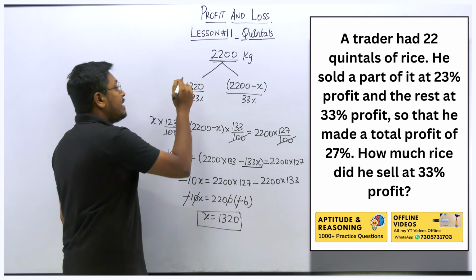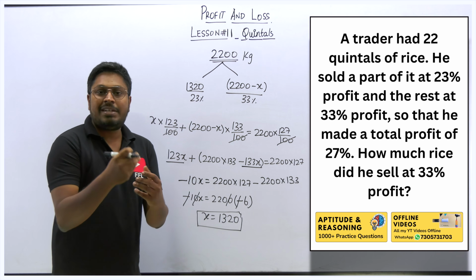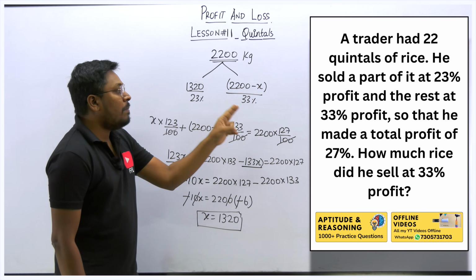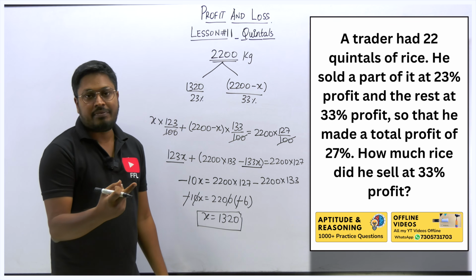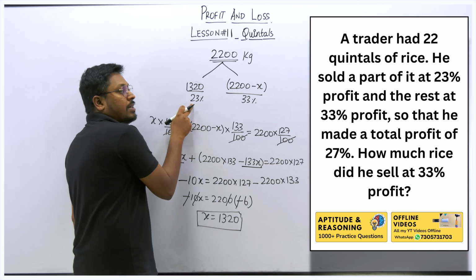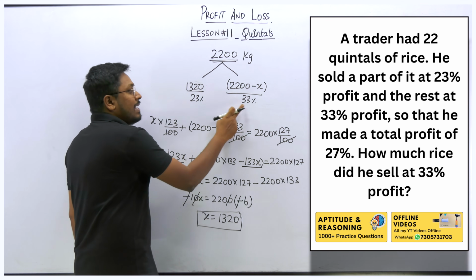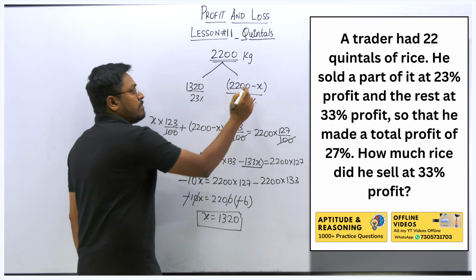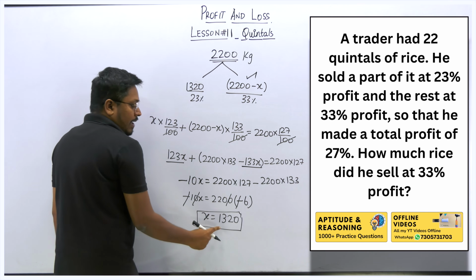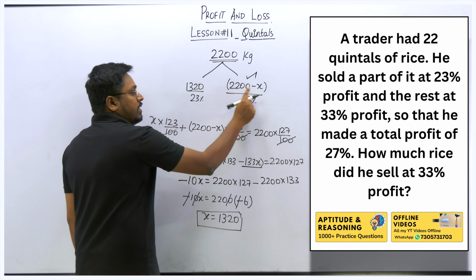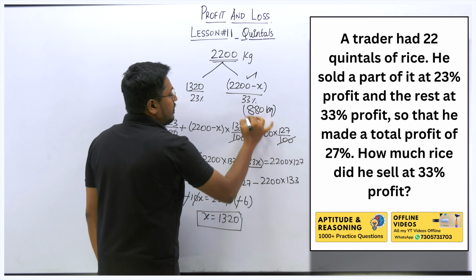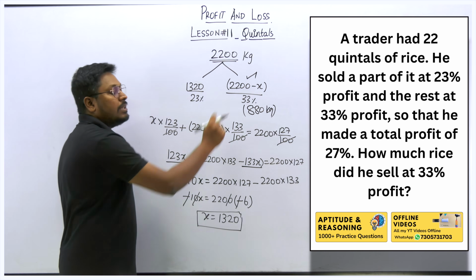Just listen here. Do not say this is the final answer. Why? Because before saying the final answer, always confirm what they are exactly asking. How much rice does he sell at 33% profit? This 1320 kg he sells at 23% profit. But our target is to find how many kg of rice he sells for the 33% profit, which means we need to find this value. We found x is equal to 1320, so 2200 minus 1320 will be 880 kg.